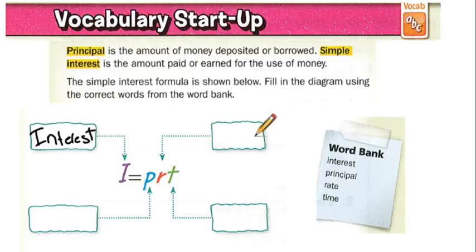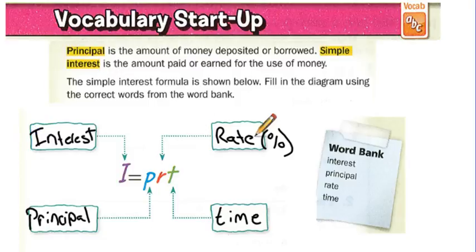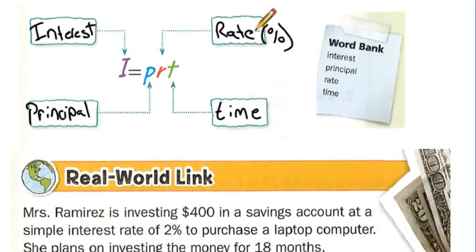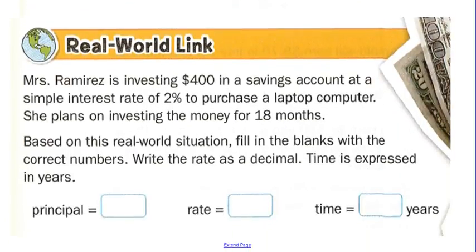The P, you guessed it, stands for principal. And again, that's the amount of money you start out with. R is your rate, and your rate is a percentage. That's the percentage rate. And then T, obviously, stands for time. That's how long you have deposited it or how long you are borrowing the money for. It all depends.